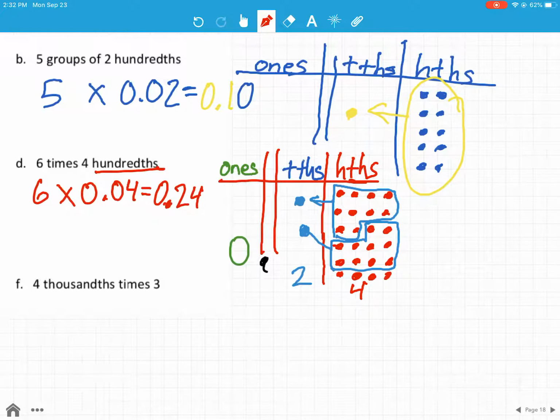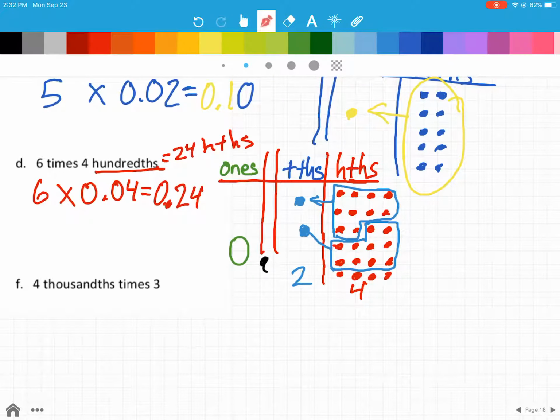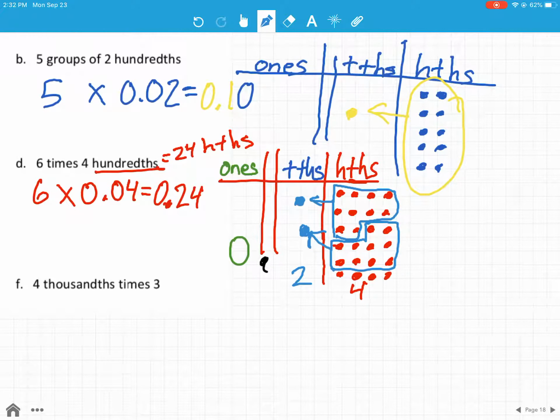All right, so 6 times 4 is 24, and since the units are hundredths, it would be 24 hundredths. We can also see 24 hundredths right here, but we get to compose 10 and 10 and move them over. It's like thinking of pennies, changing the pennies into dimes. Okay, so we have 2 dimes and 4 pennies is another way of saying it.